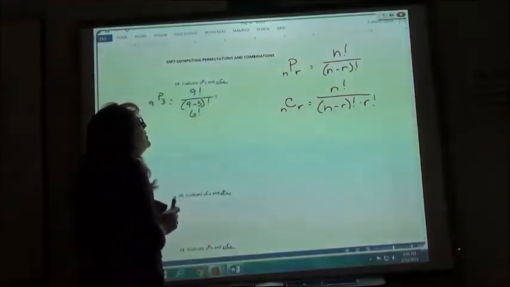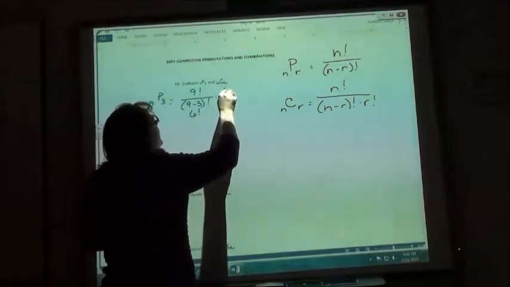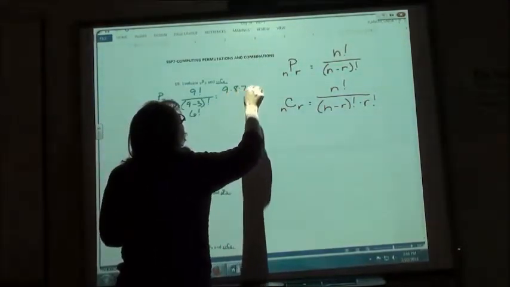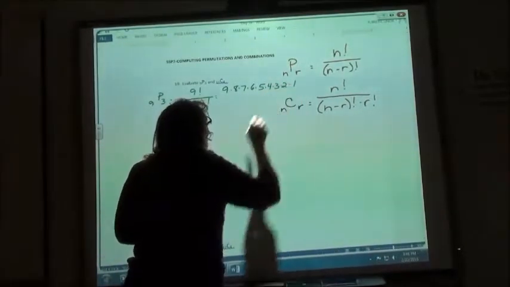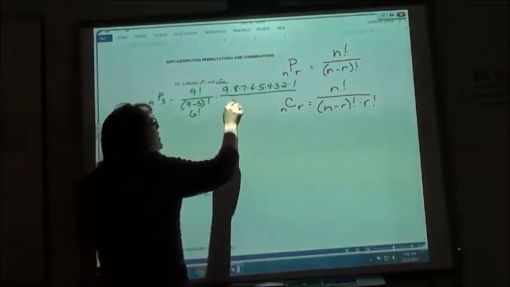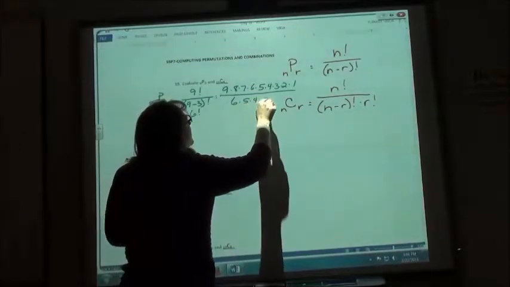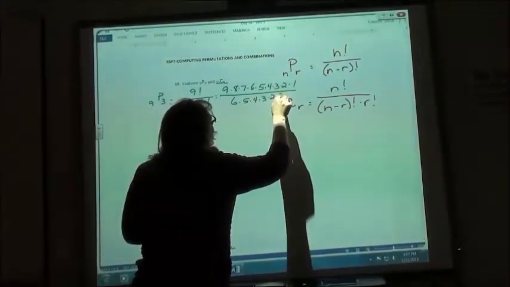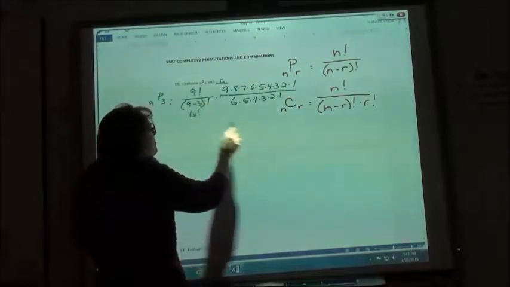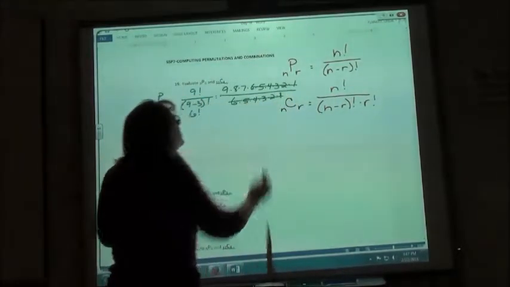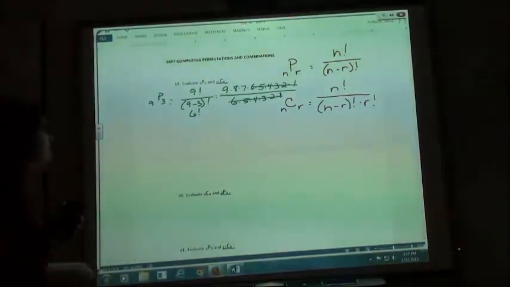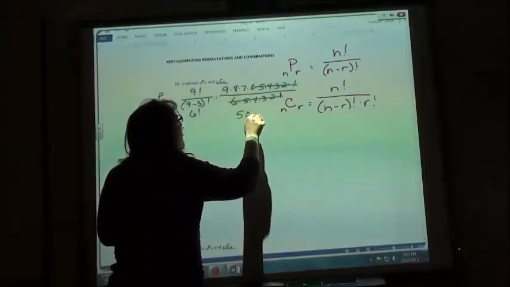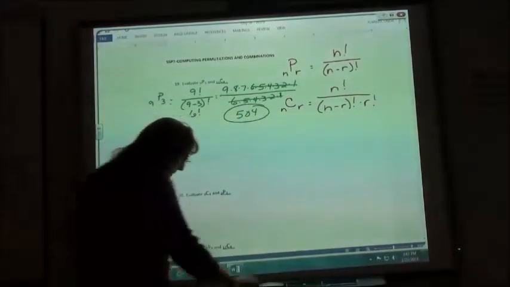So if I think about this the long way, 9 factorial is 9 times 8 times 7 times 6 times 5 times 4 times 3 times 2 times 1. 6 factorial is 6 times 5 times 4 times 3 times 2 times 1. Notice, everything below 6 factorial is just going to cancel out. So I'm going to take 9 times 8 times 7. 9 times 8 times 7 is 504.